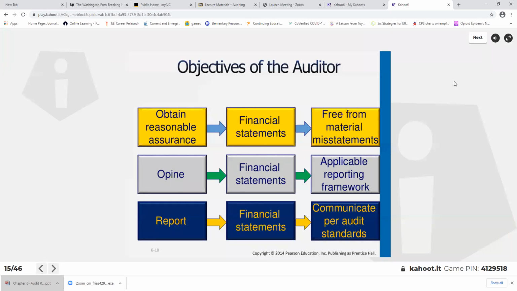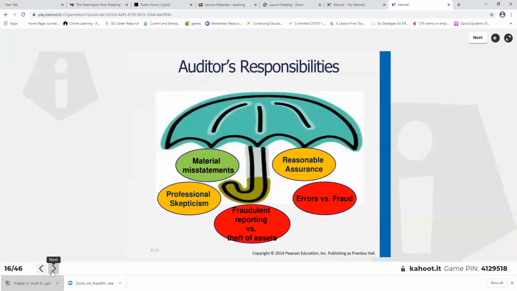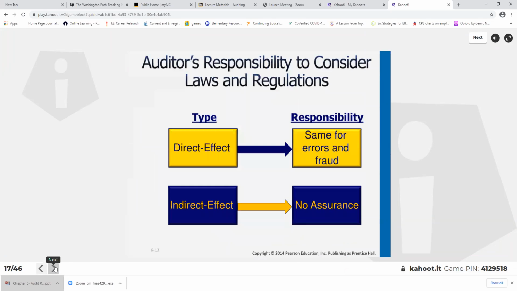So the objective of the auditor, right? So this is kind of a recap of this section. Obtain reasonable assurance of financial statements free from material misstatements, and then give an opinion, right? And then report that to the appropriate board of directors and shareholders. So responsibilities, material misstatements. We have to bring professional skepticism, right? And we'll talk about what professional skepticism is. And we have to distinguish between errors and fraud.